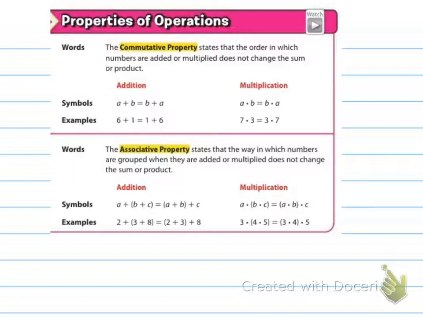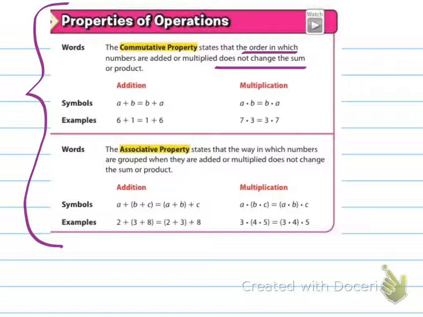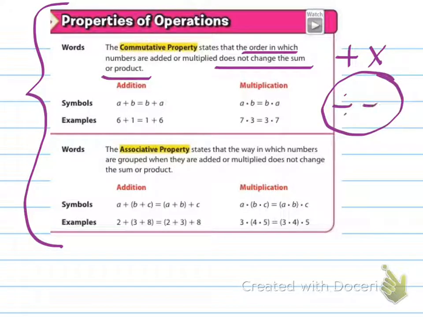Alright, so commutative property states that the order in which the numbers are added or multiplied does not change the sum or product. So I need you to copy these down. This is kind of our vocab. You've seen it before. This is not the first time. You should have seen it in elementary school. Commutative property states that the order does not change the sum or product. Okay? This only works for addition and multiplication. It does not work for division and subtraction. Not division and subtraction.